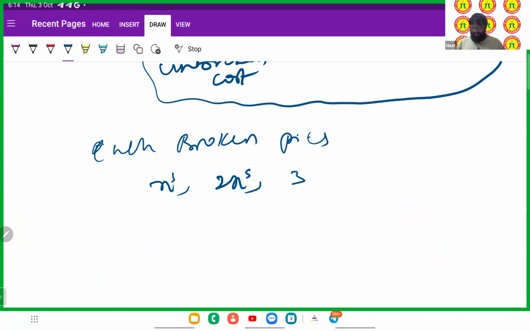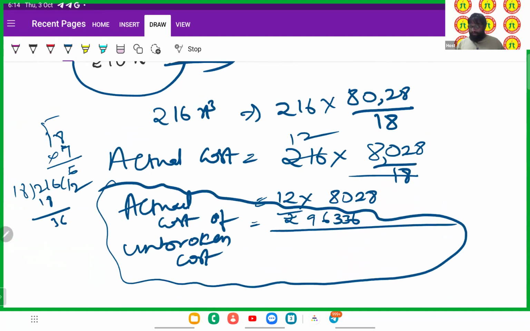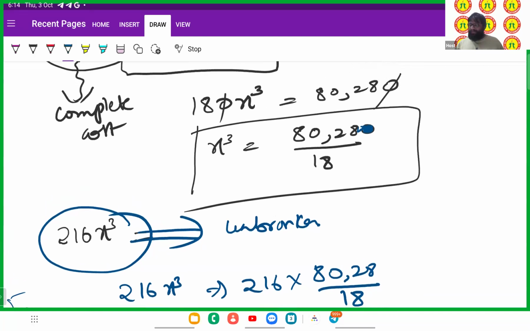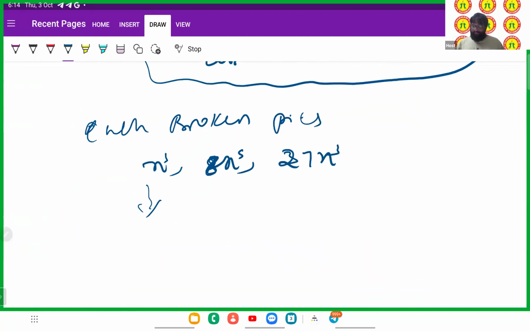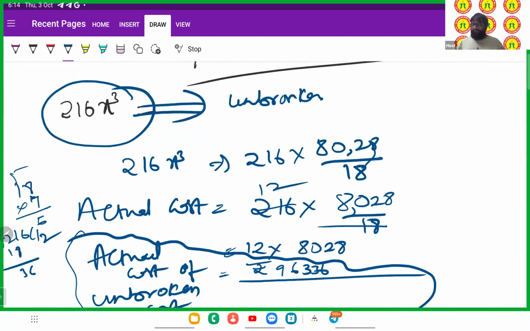Sorry, क्या कर रहा हूँ इधर? 8x cube, right? And 27x cube. So x cube is what? 216 into what? 80 by what is this? 8028 by 18. And next 8 into 8028 by 18. Next 27 into 8028 by 18. Again, if you sum up all this, you will be ending up with this answer only.